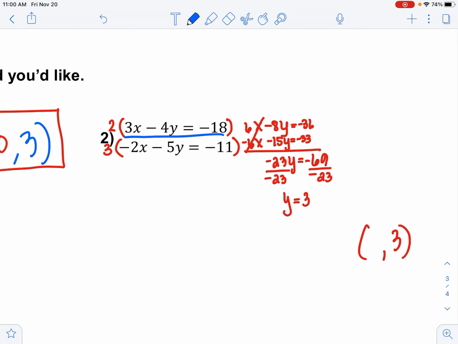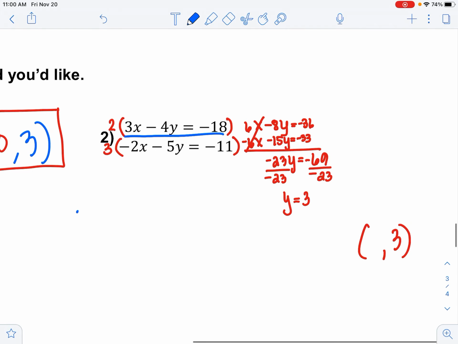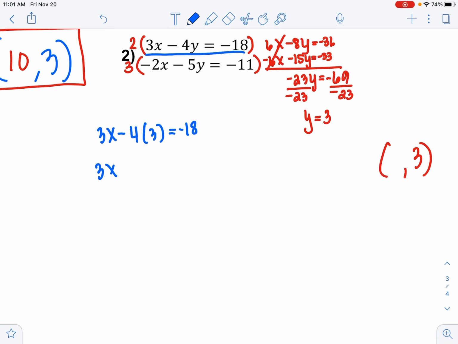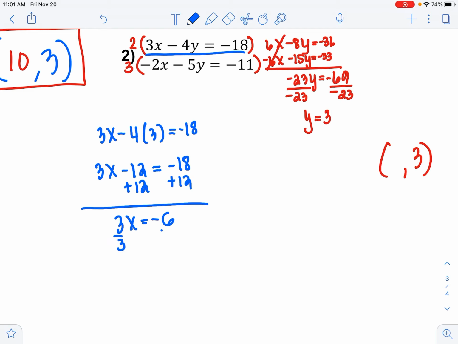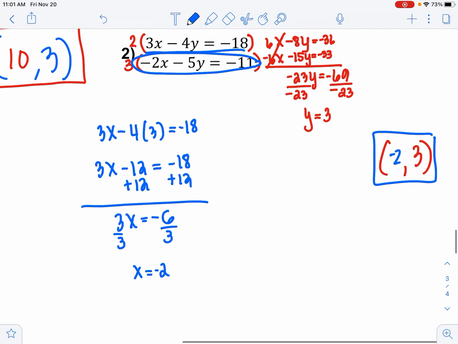So now I know that 3 is the y value of my ordered pair. Let's get the x value. I'm going to use the first equation because they look equally difficult. I'm going to do 3x minus 4 times y, which I got as 3, is equal to negative 18. So I have 3x minus 12 is equal to negative 18. I'm going to add 12 to both sides. I have 3x is equal to negative 6. And then I'm going to divide both sides by 3, getting x equals negative 2.